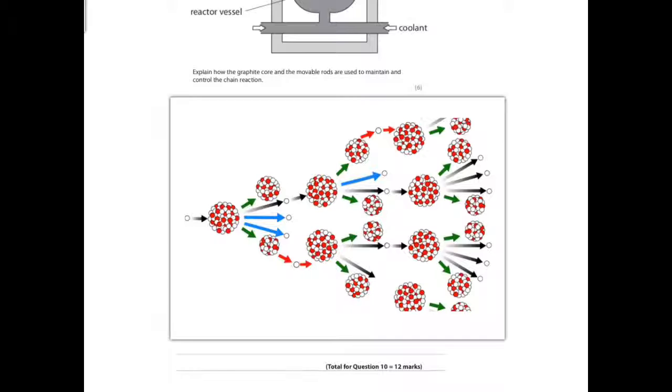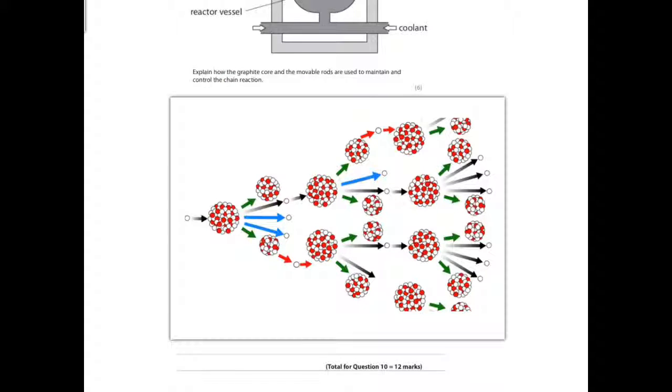Now, to ensure this reaction is happening, what we have to ensure is these neutrons don't move too quickly. So using a moderator like a graphite core slows them down, and that allows them to be absorbed by the nuclei. We do want them to get absorbed, but obviously we want to be able to slow down the reaction by absorbing these neutrons and stopping collisions, and that's where the movable rods come in. They're lowered to absorb these neutrons. So those are the two ways in which we control the chain reaction.